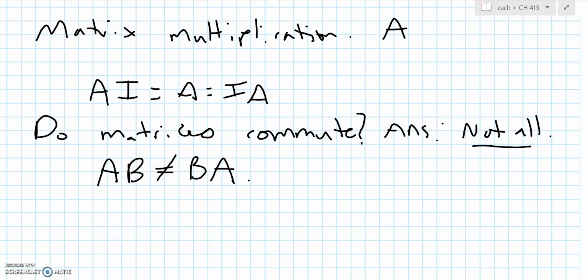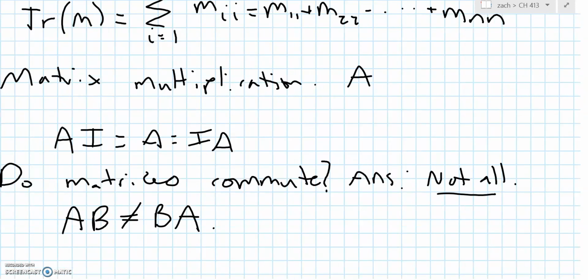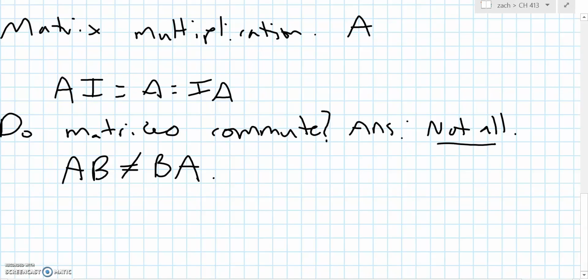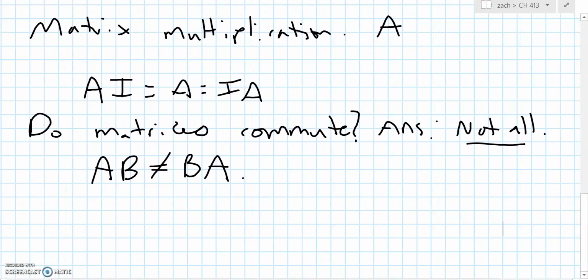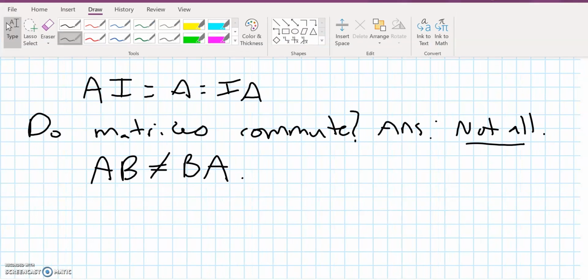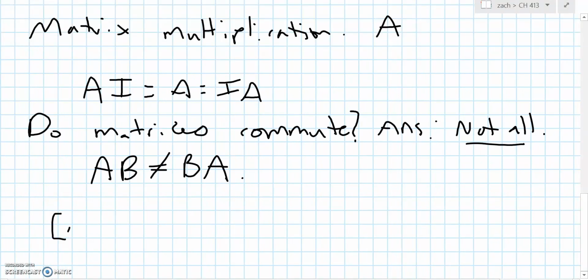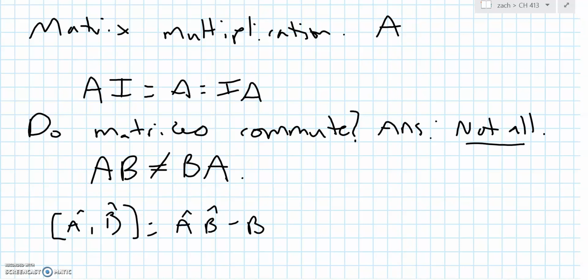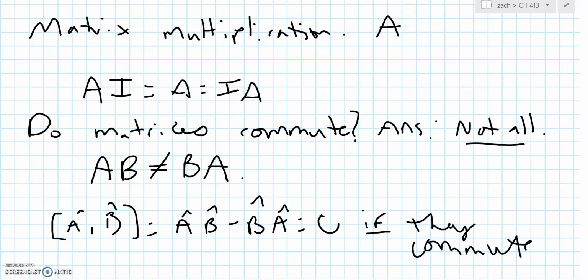I mean, they very well could be equal, but you can't assume that they commute. So now in terms of our operator land, the way we think about this is to calculate the commutator. For example, the commutator of A and B is equal to AB minus BA, which is equal to 0 if they commute. So let's take a look at an example for that.